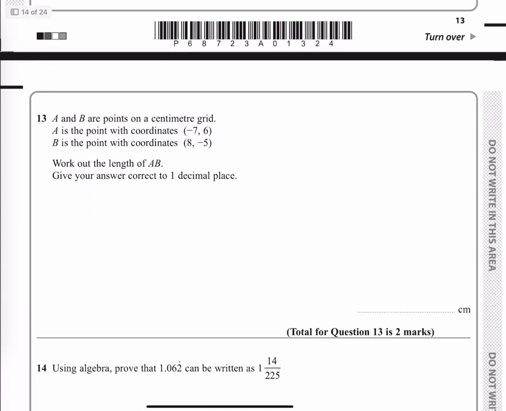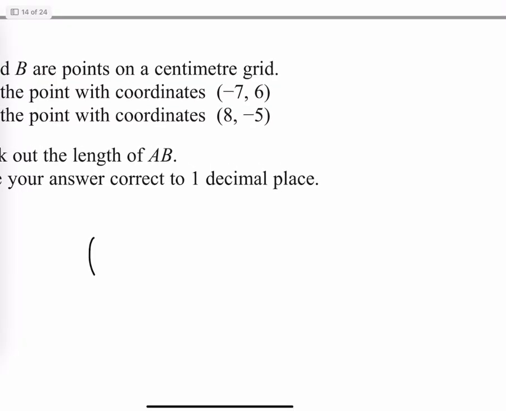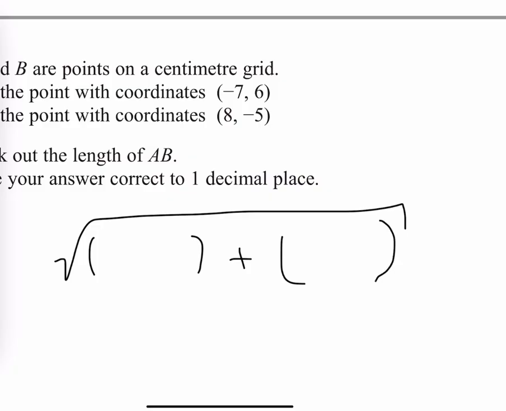A and B are points on a centimetre grid. A is the point with coordinates -7, 6. B is the point with coordinates... You don't need me to read this out to you. Work out the length of AB. Okay, well this is just Pythagoras essentially, okay? So what's the difference in x? And what's the difference in y? We add them together and then we'll square root, okay?